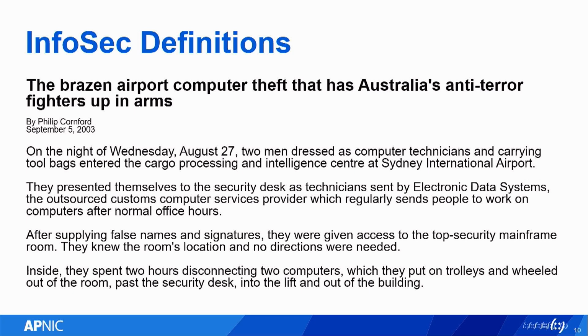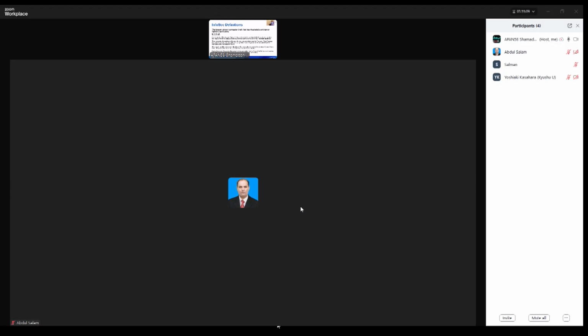This was an interesting one. The Sydney International Airport has the Customs and Quarantine Center, and they have a data processing system that handles data for all the cargo processing and all the intelligence that goes back and forth. On the night of Wednesday, August 27th, 2 men dressed as computer technicians went into the data center. They presented themselves as working for Electronic Data Systems, or EDS. EDS is a common remote hands type of service that companies use to get work done in data centers. EDS was the outsourced service provider, so they knew the right company for it.